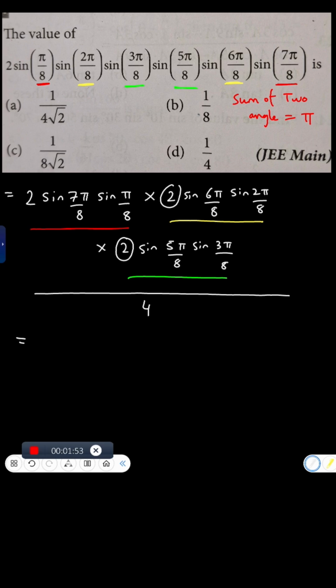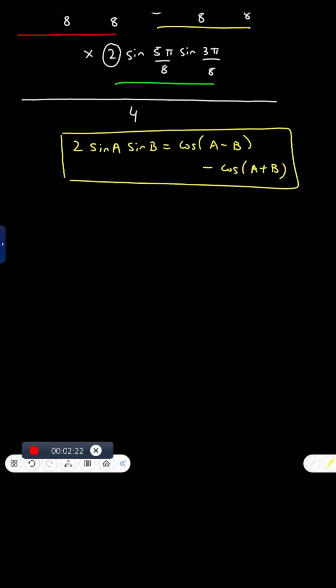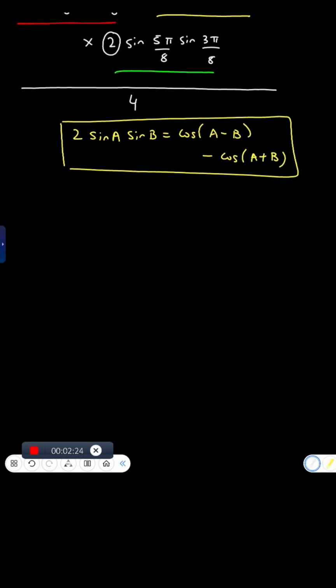The reason is I'm intending to apply a formula, and that formula is written over here. It is 2 sine A sine B, and the formula is cos of A minus B minus cos of A plus B. So I will be applying this formula 3 times in the groups that have been prepared, and we will be going further with our work. So let's go and apply the formula.